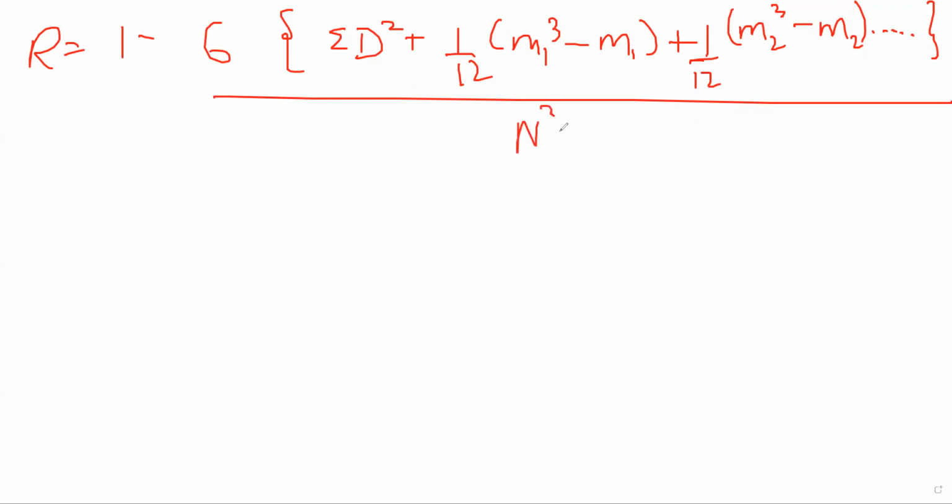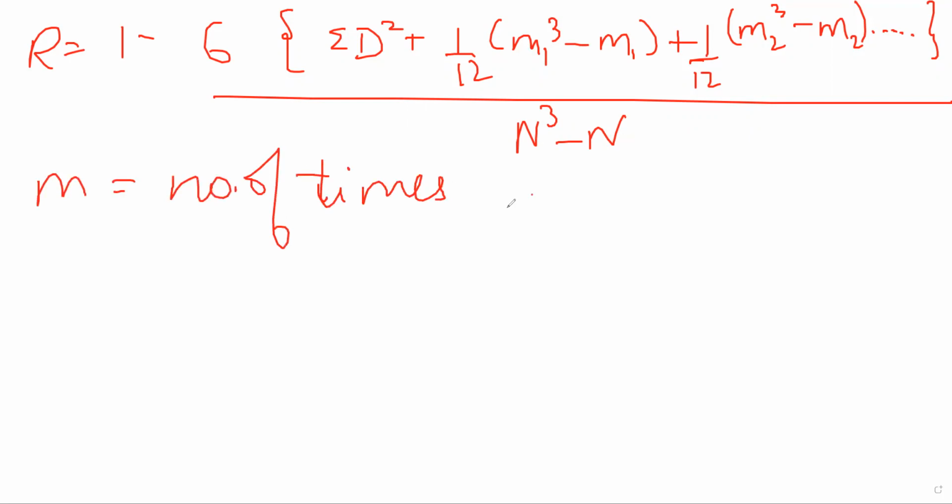N cube minus N. Now what are these M1, M2 and M3? These values will keep on repeating. M is the number of times a number is repeated.